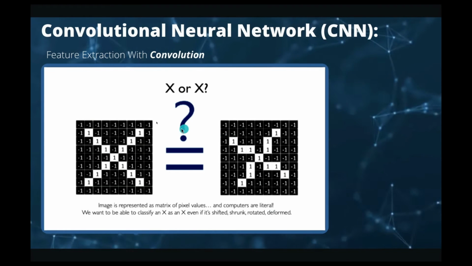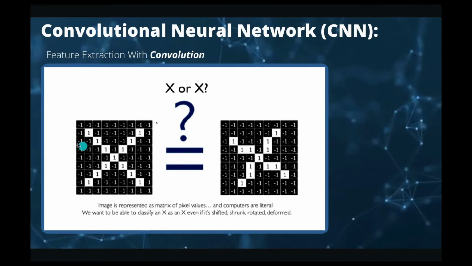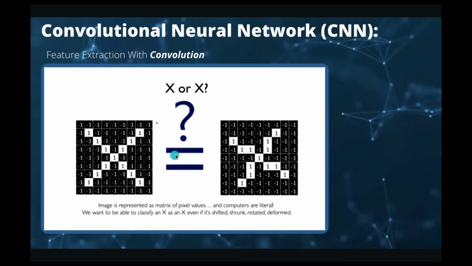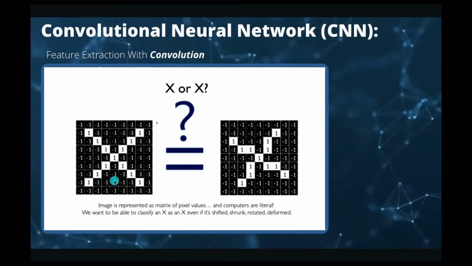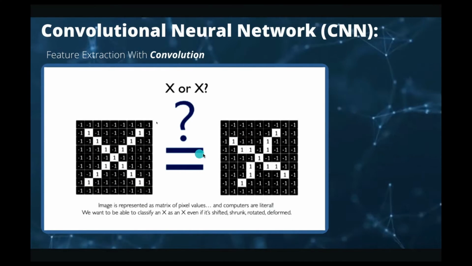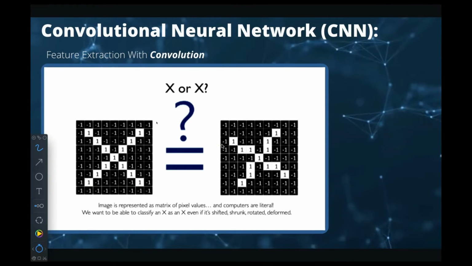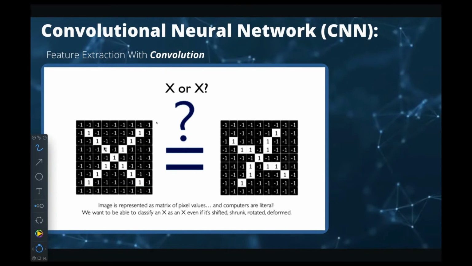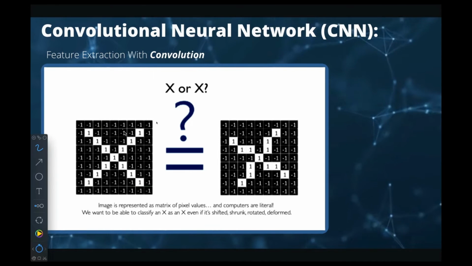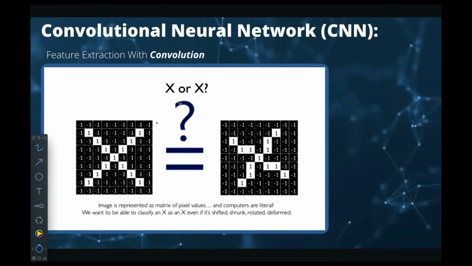Okay, so let's say we have this image over here, which is X. Now we want to be able to determine this X. If we build our neural network, we want to be able to detect this X. So the image contains X, which of course has to be in the form of a matrix. That is what the computer is going to see.